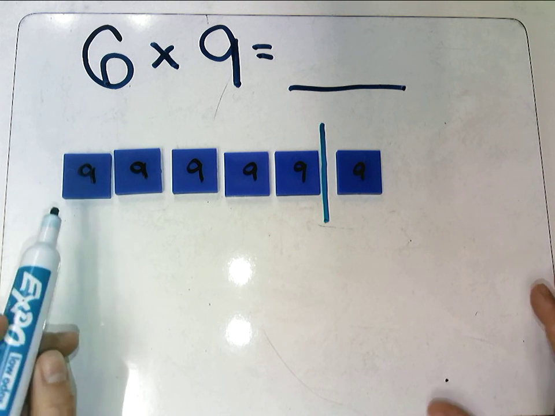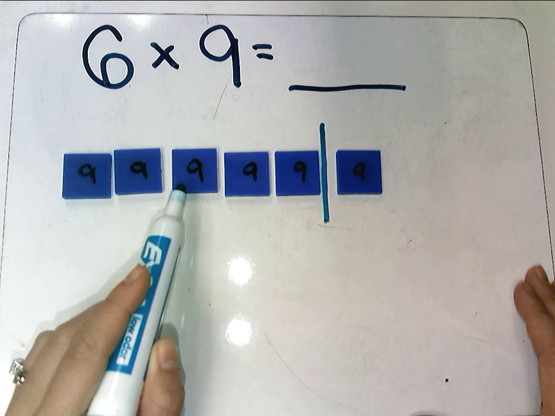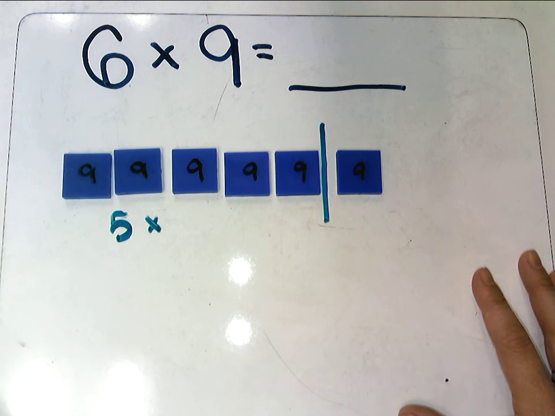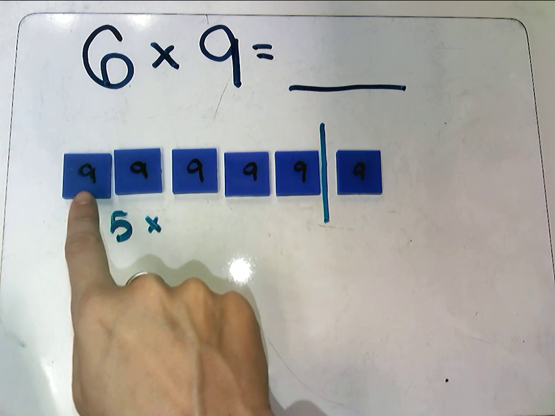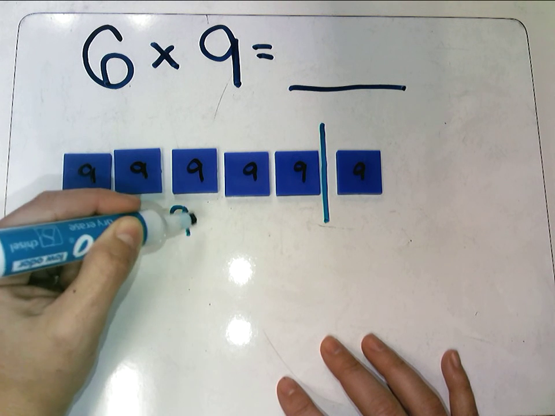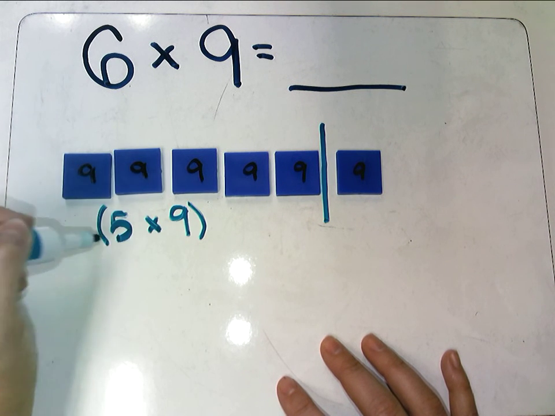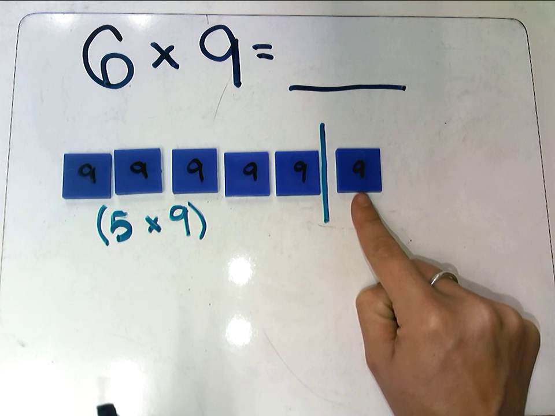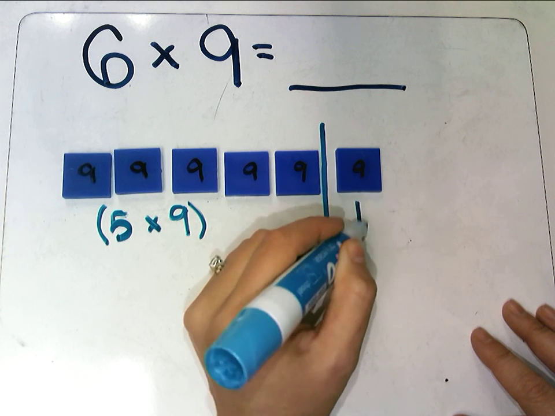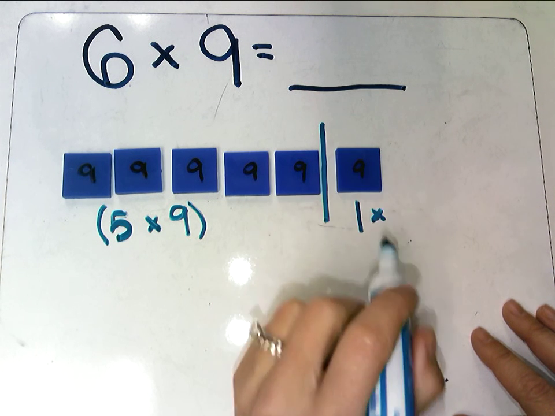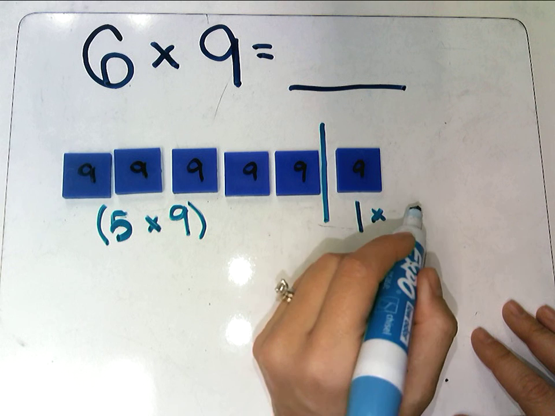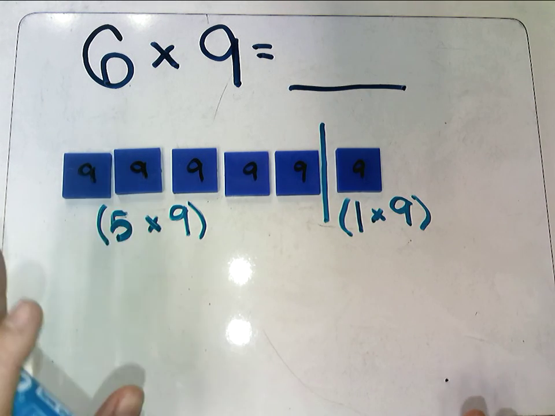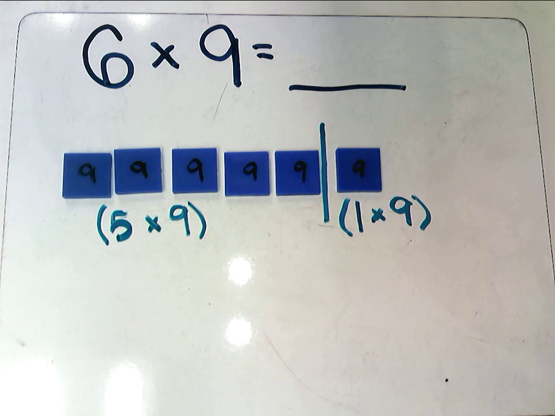So let's count how many squares we have here. 1, 2, 3, 4, 5. 5, and I need to multiply it by the value of 1 square, which we know is 9. 5 times 9 is our equation here. How many squares do we have on our other side? You're right, we have 1. We need to multiply our 1 square by the value of each square, which is 9. So 1 times 9.